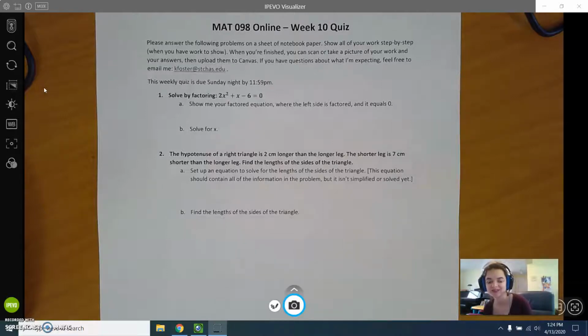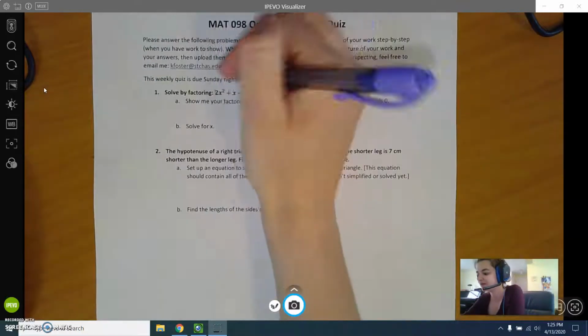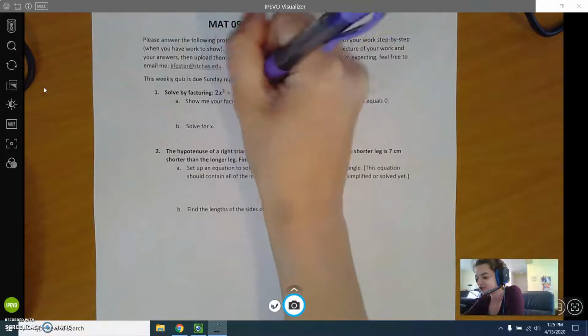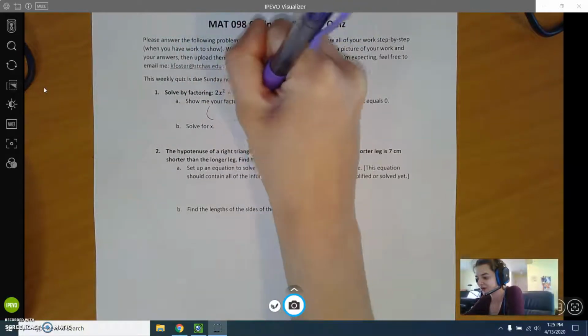The next thing after standard form is that you factor it. So that's what I asked for in part A, I just wanted to see that middle step. I wanted to see your factored equation. So if you factor the left side, it is a trinomial, so we're going to do guess and check factoring.